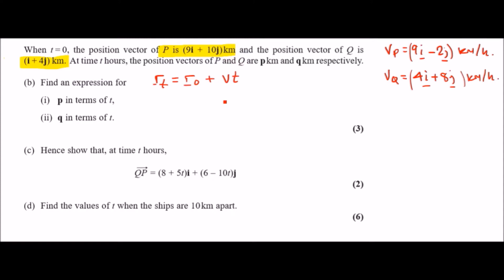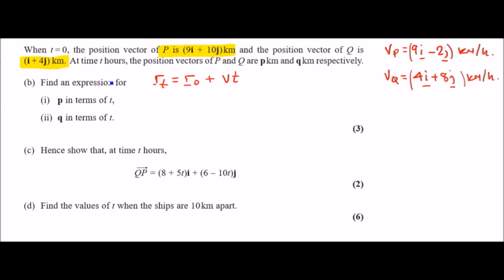So to find P, we just plug in 9i plus 10j into r0 and its respective velocity vector, 9i minus 2j, and we just tidy up, and then we do the same thing for Q.